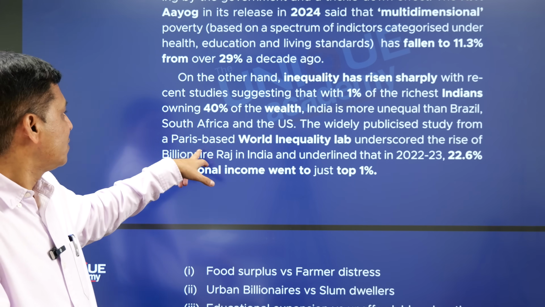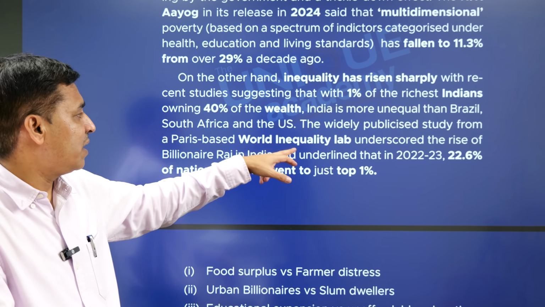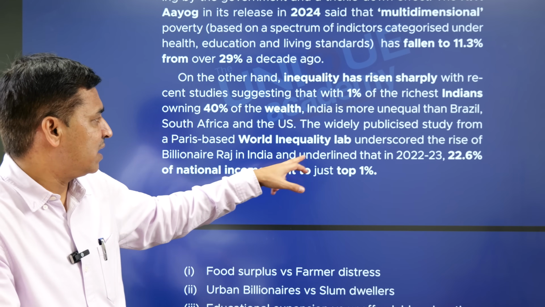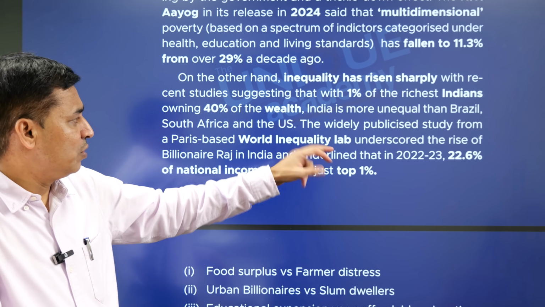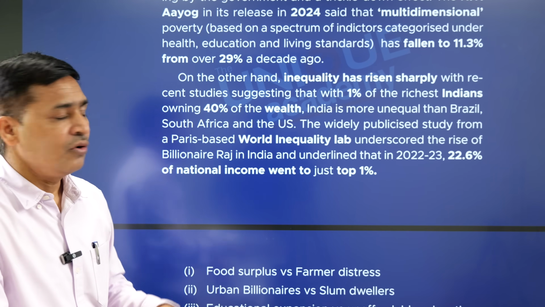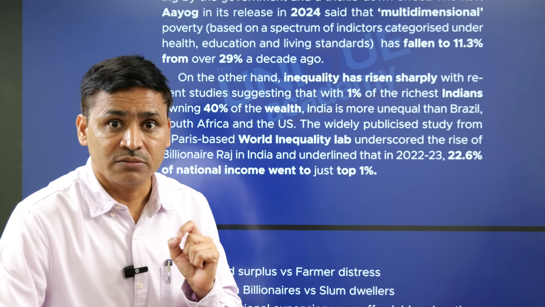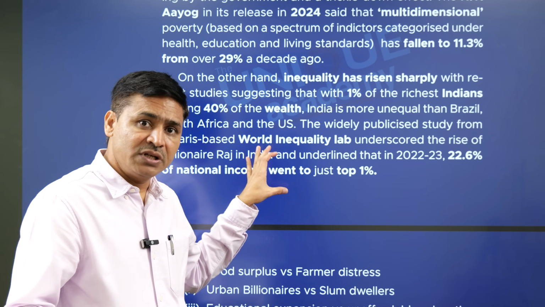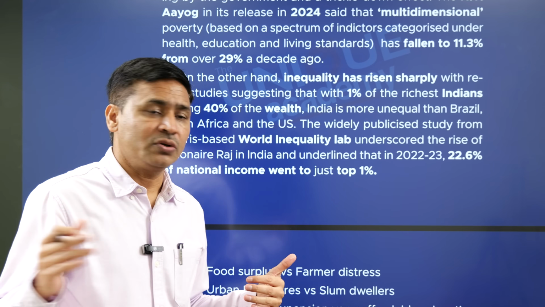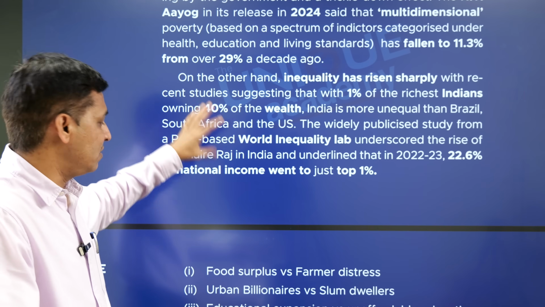The widely published study from the Paris-based World Inequality Lab underscored the rise of the billionaire Raj in India and underlined that in 2022-23, 22.6% of national income went to just the top 1%. So this is another figure which underlines the extent of inequality. Okay, so I guess this data is sufficient.